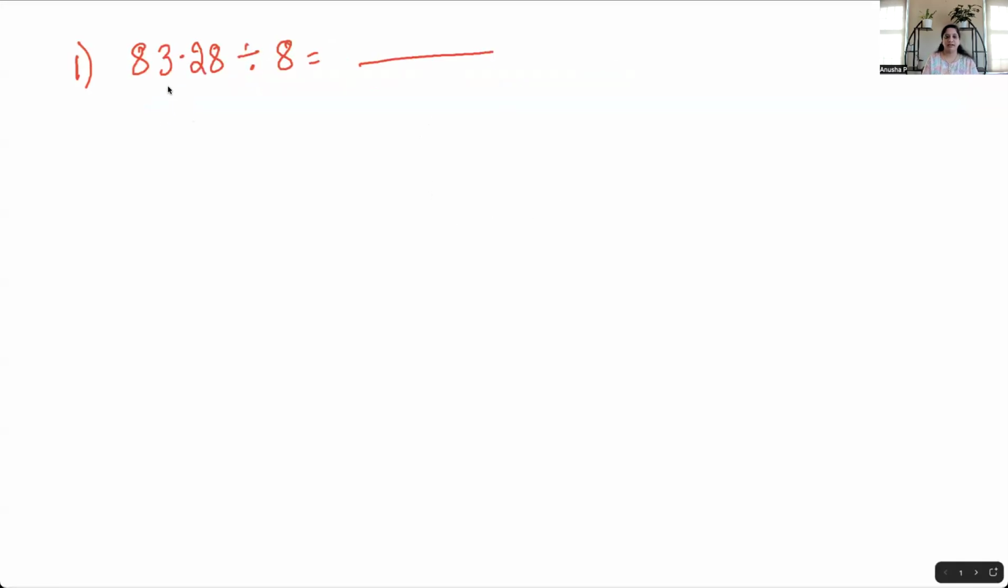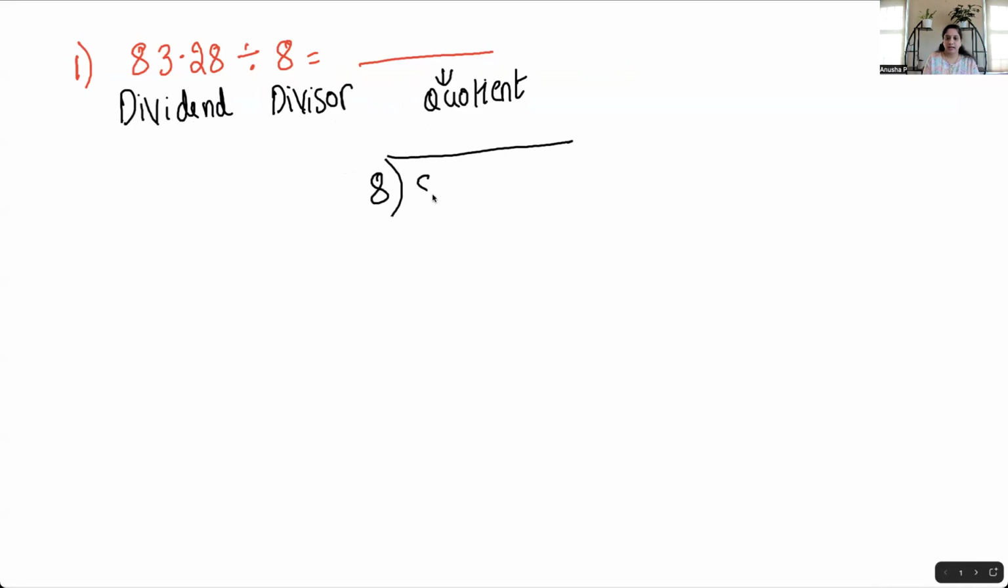So the first example here is 83.28 divided by 8. 83.28 is called the dividend and 8 is the divisor. After dividing, whatever answer we get is called the coefficient. Okay, so 83.28 divided by 8. We will write 8 outside and 83.28 inside. Okay, the numerator 83.28 will go inside and the 8 outside. So now let's start the division.